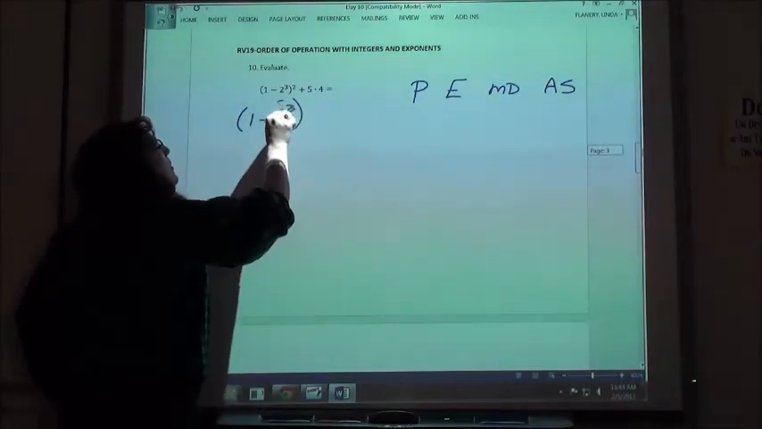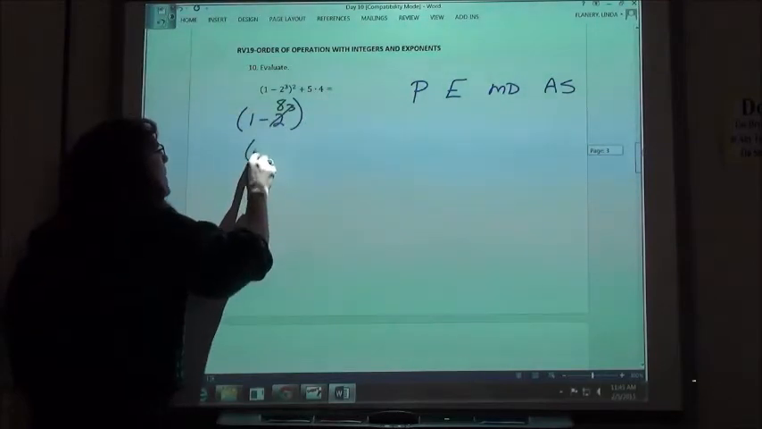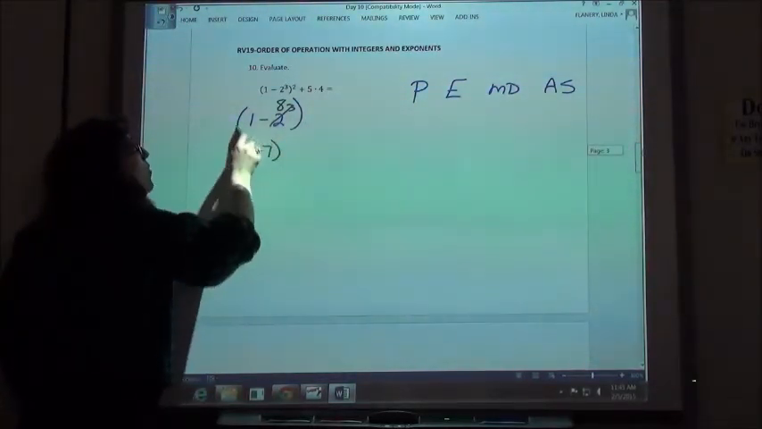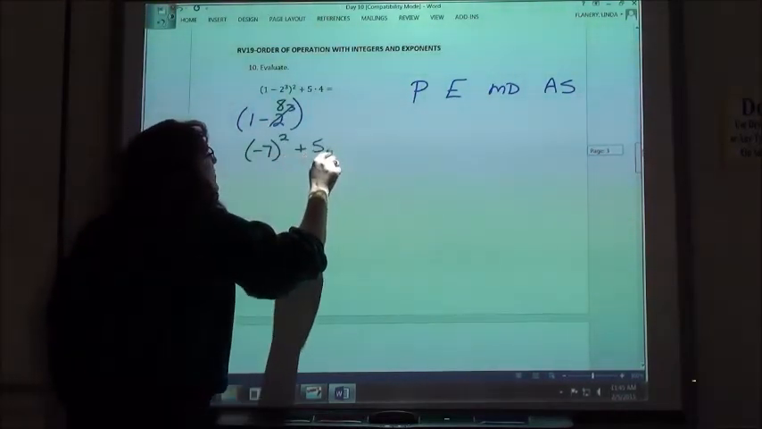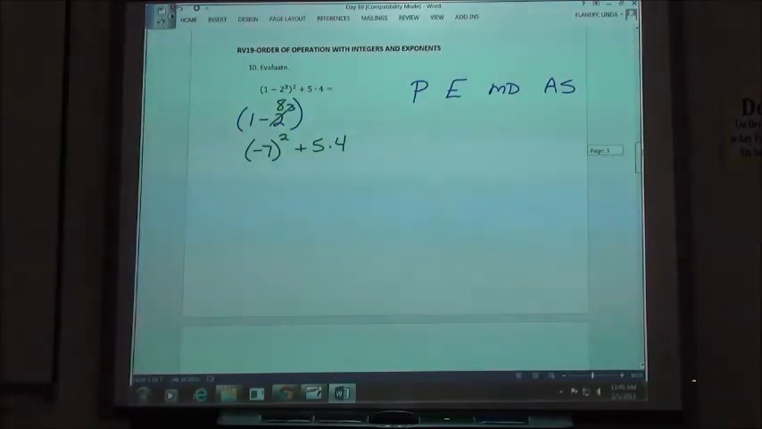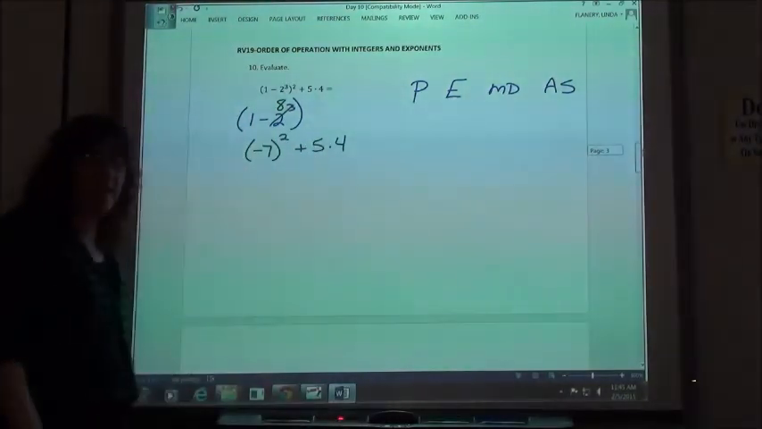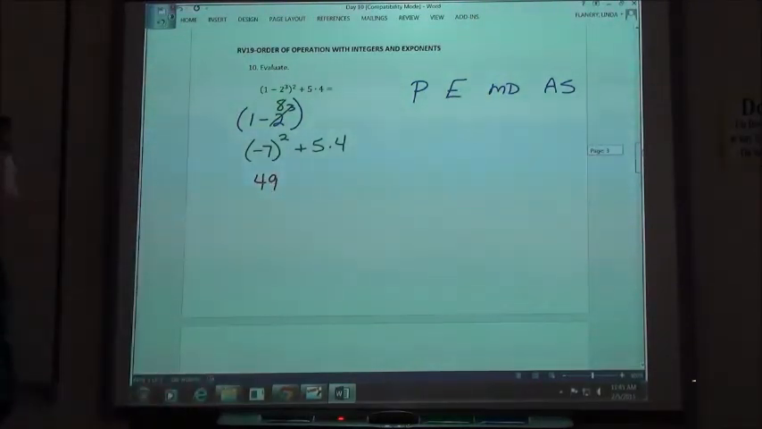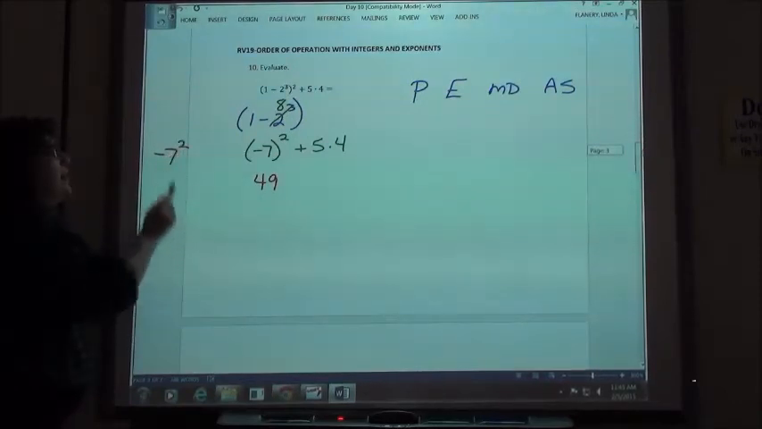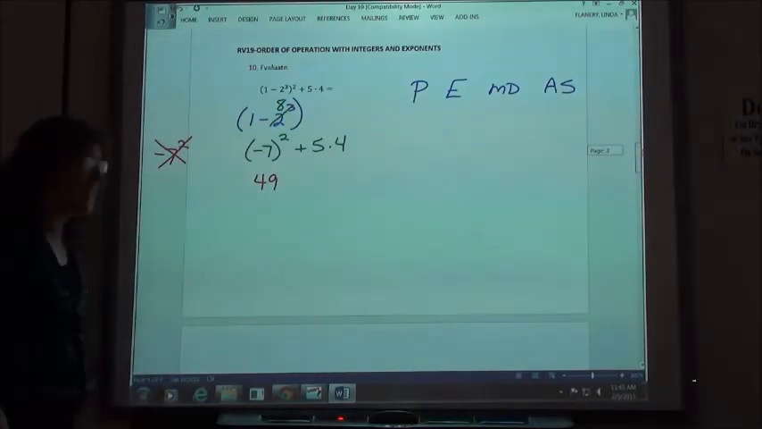2 to the third is 8. 2 times 2 times 2 is 8. 1 minus 8 is negative 7. So now in the parentheses is just one number. On the outside of that I had a squared plus 5 times 4. So I've done inside the parentheses. I now have to do any exponents. Negative 7 squared means negative 7 times a second negative 7, and a negative times a negative is a positive 49. Again, if you use your calculator, these are not the same thing. Do not do that. Use the parentheses.